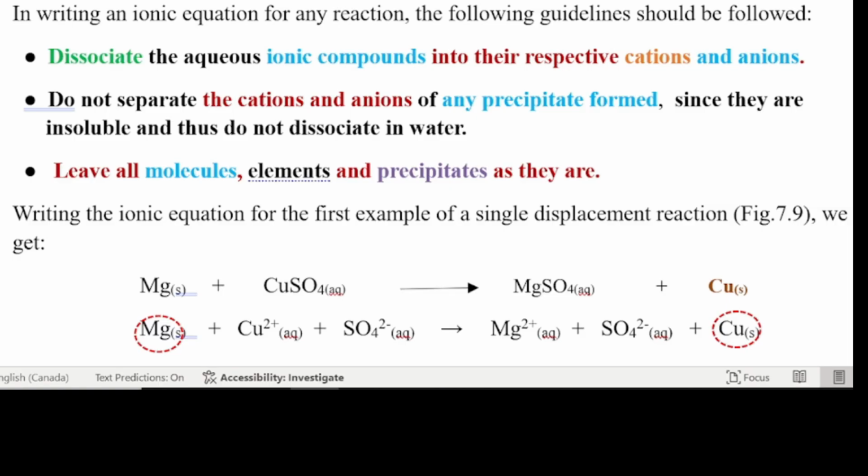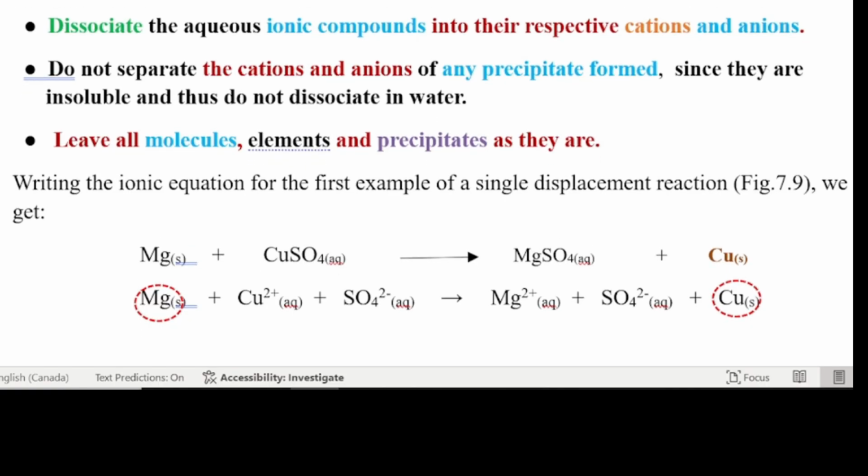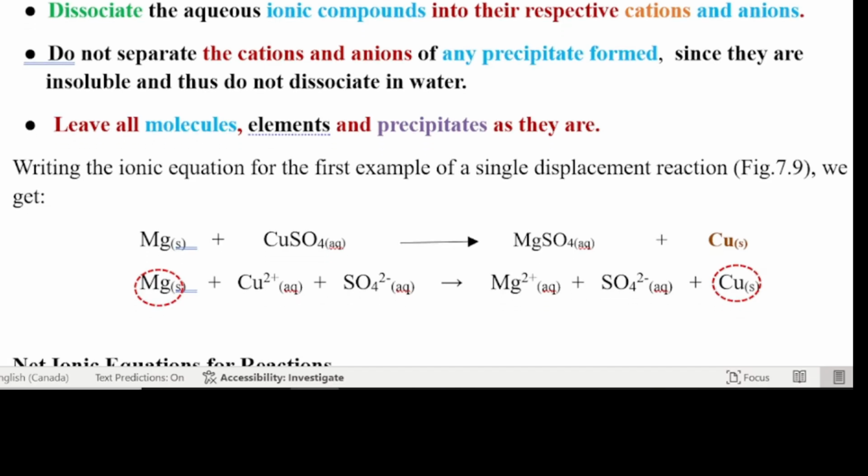All right, next. Leave all molecules, elements, and precipitates as they are, okay? If one were to do the ionic equation following these guidelines here, you will leave this, so it comes here. Only these two break up into ions here. And of course, whenever you see something says aqueous, right? That means you can break these into respective ions. So you have magnesium ion here, and you get a sulfate ion here, okay? Now, why are we doing this? We want to show you basically what is happening there, or effectively what is causing the change there.